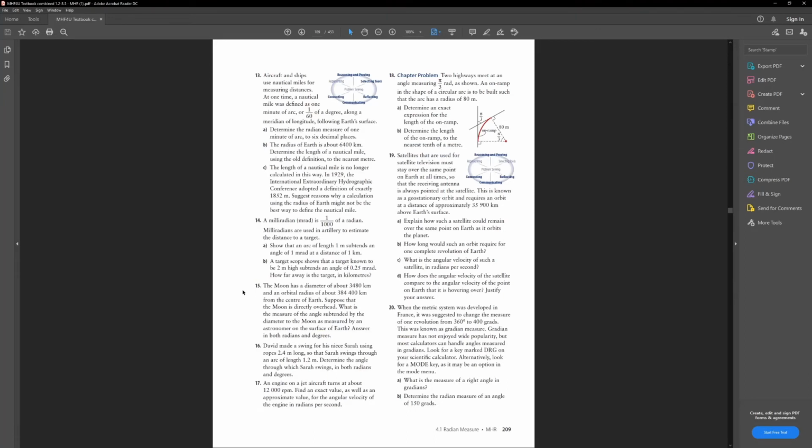So question 13 talks about how aircraft and ships use nautical miles for measuring distances. At one time, a nautical mile was defined as 1 minute of arc, or 1/60 of a degree on the meridian of longitude following Earth's surface. As I told you before, my English isn't the best, so don't judge me. So what we have here is to determine the radian measure of one arc to 6 decimal places.